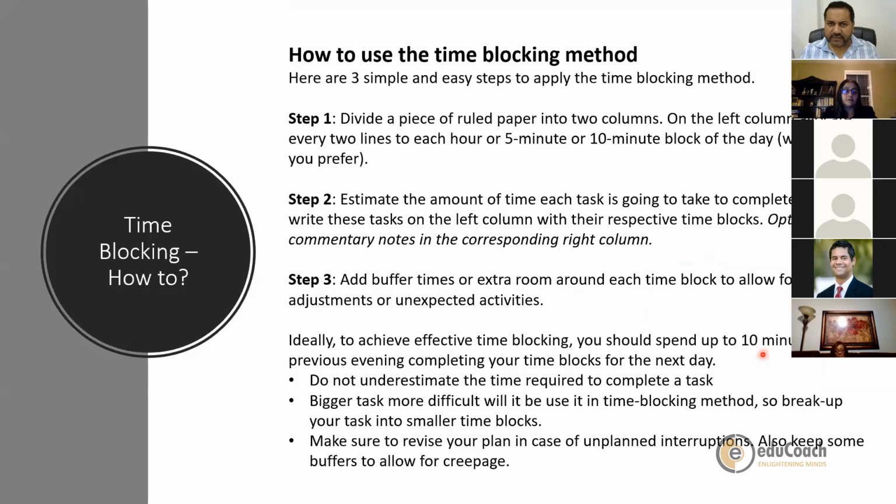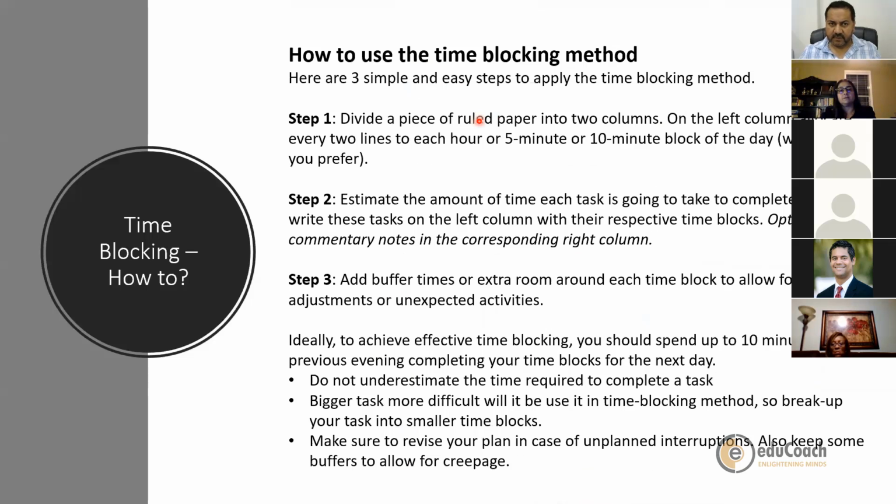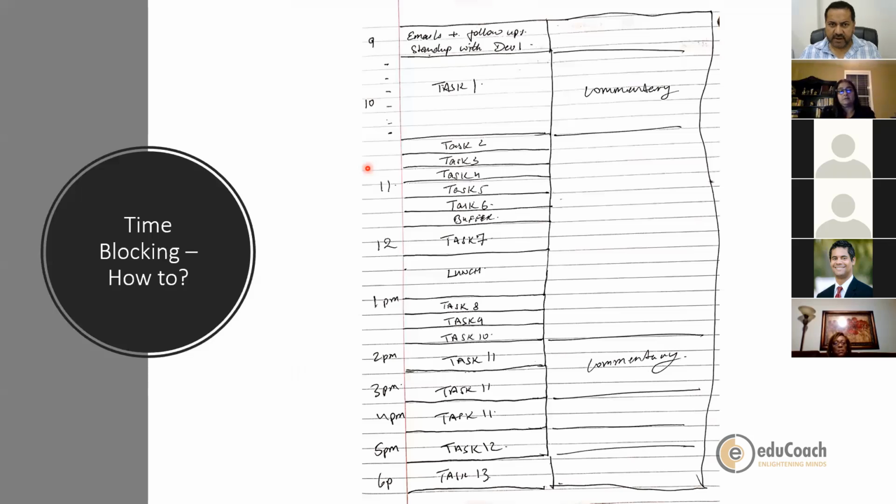So how to actually use the time blocking method? Three simple ways. Divide a piece of ruled paper into two columns. Just to give you an example, on the left column, allocate every two lines to each block of the day, five-minute or ten-minute blocks, whichever you prefer. Estimate.